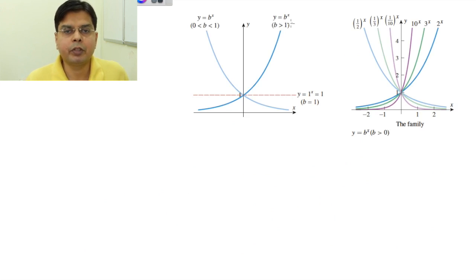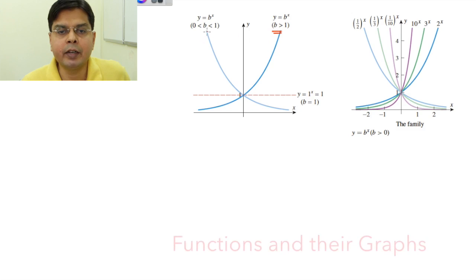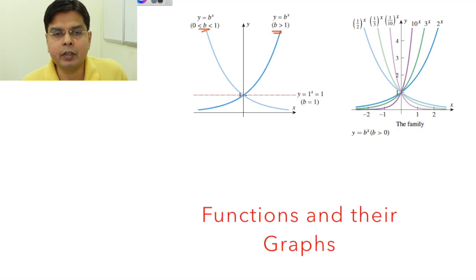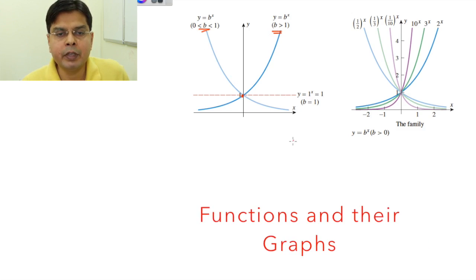Let's see an exponential kind of function. y is equal to b to the power x. If my b is greater than 1, then this curve will be like this and it will be a rising curve. So this is for b greater than 1. If your b is lying between 0 and 1, then this curve will be a falling curve, and both these curves will be meeting at this point, 1.